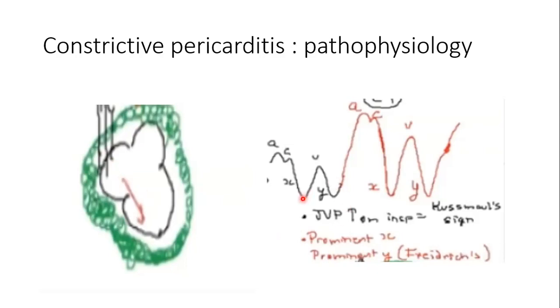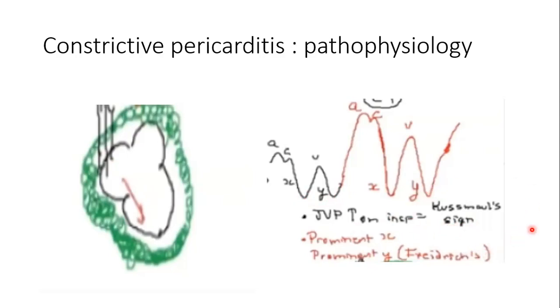So there's a prominent X descent, which is due to atrial relaxation, and the blood can also flow because the tricuspid valve can easily open. So you have your Y descent basically here. Okay.